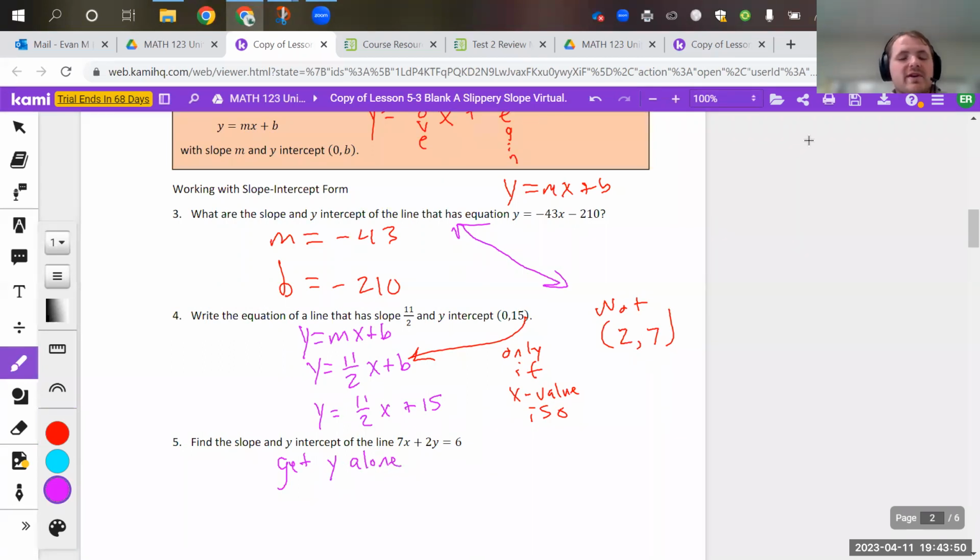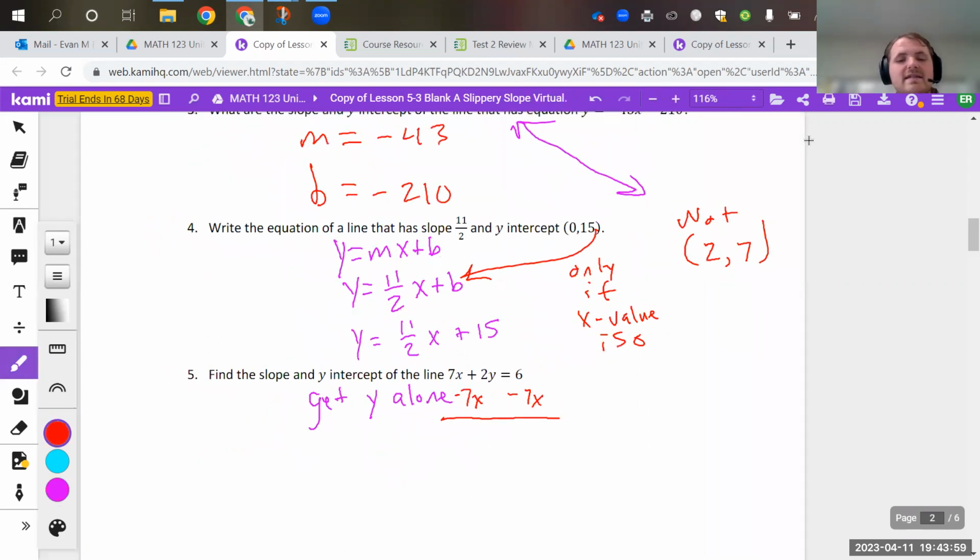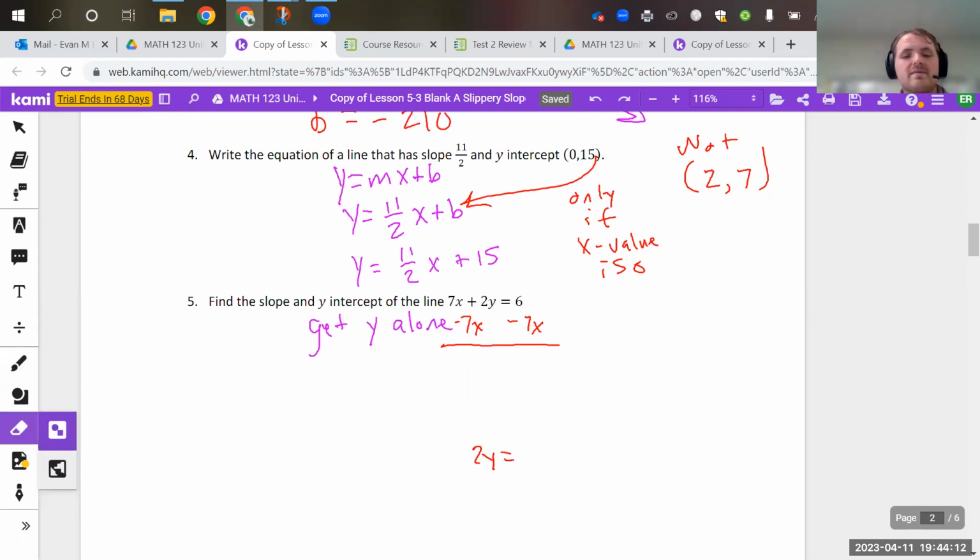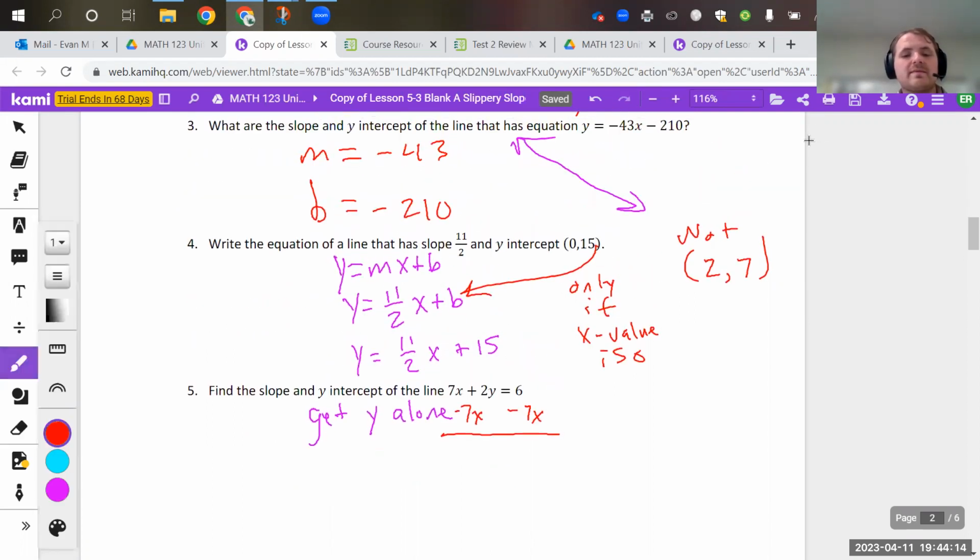And so what we have to do here is we have to move that 7x to both sides. So I'm going to subtract 7x on both sides. And that leaves me with 2y equals, those are not like terms, the 6 and the 7x. Since the 6 does not have an x with it, you cannot combine them. And so that becomes just 2y equaling everything you see on that side, which would be 6 minus 7x.